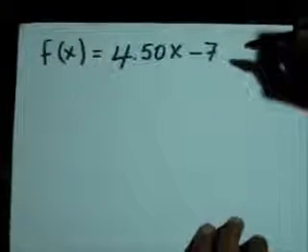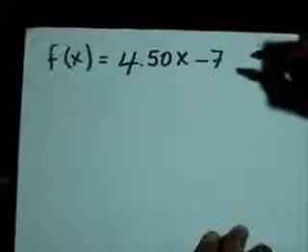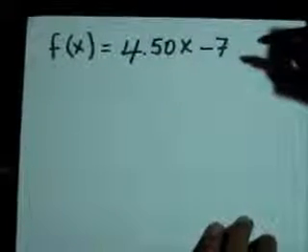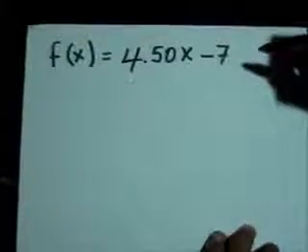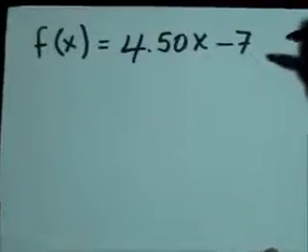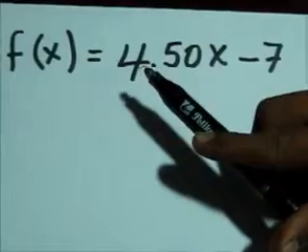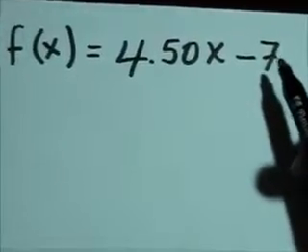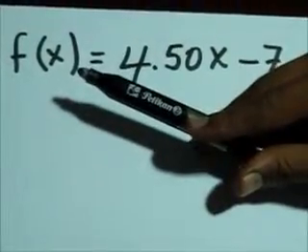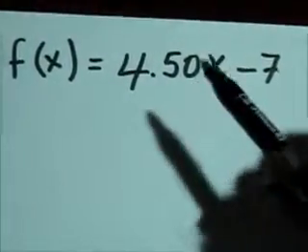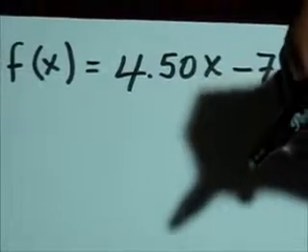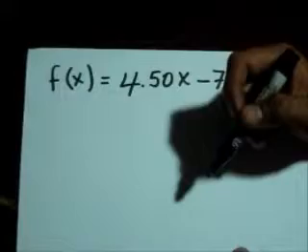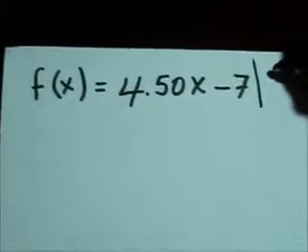Exercise 7. Shopping. You are buying orange juice for $4.50 per container and have a gift card worth $7. The function f(x) equals 4.50x minus 7 represents your total cost f(x) if you buy x containers of orange juice and use the gift card. How much do you pay to buy 4 containers of juice?